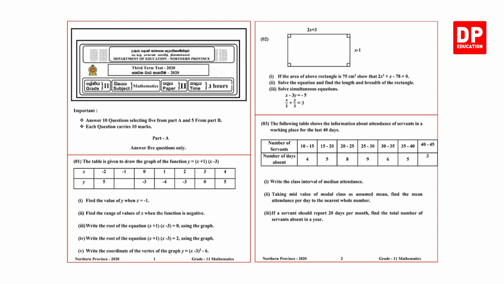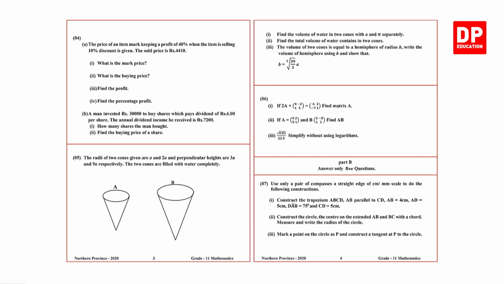So in the first page you get question number 1, it's about graph question, and question number 2, algebra question. Then you get a statistics question for question 3. Next, you get question number 4, percentage question. 5th one, about volume. 6th one, about matrices, and then you get part B.